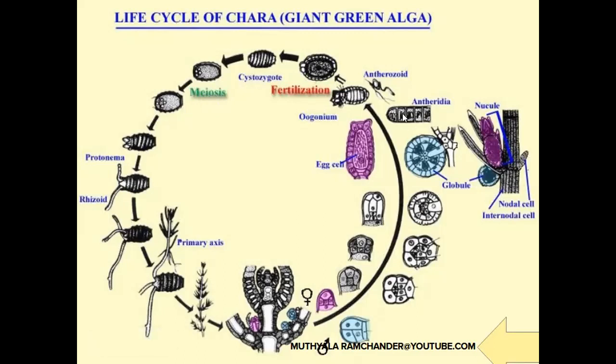Finally, we observed that in the total life cycle of the Chara, all cells contain a haploid nucleus except the zygote. So this type of life cycle is called a haplontic life cycle. See, the haplontic life cycle is present in the Chara. It is the complete life cycle of Chara. It belongs to Chlorophyceae.